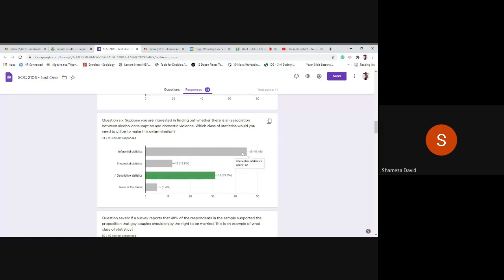And so if instead of association, the question had said relationship, then your answer would have been inferential statistics. But because it said association, the answer had to be descriptive, because descriptive will tell you what it is, an association, but an association doesn't mean that there's a relationship. You can calculate the correlation to say, okay, yeah, these two things are moving together.